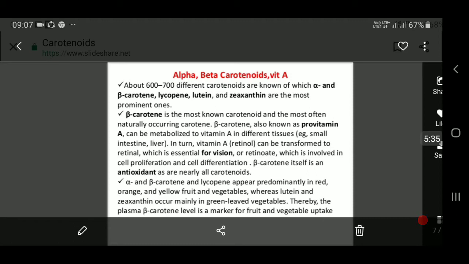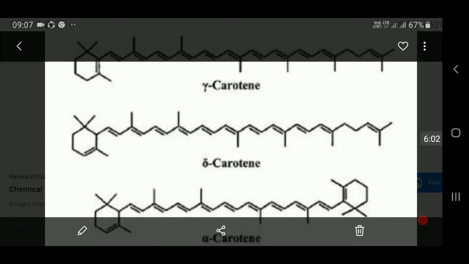Beta carotene is the best known carotenoid and the most often naturally occurring carotene. Beta carotene, also known as provitamin A, can be metabolized to vitamin A in different tissues. In turn, vitamin A, retinol, can be transformed to retinal, which is essential for vision. Here the structure of another carotene is shown, delta carotene.